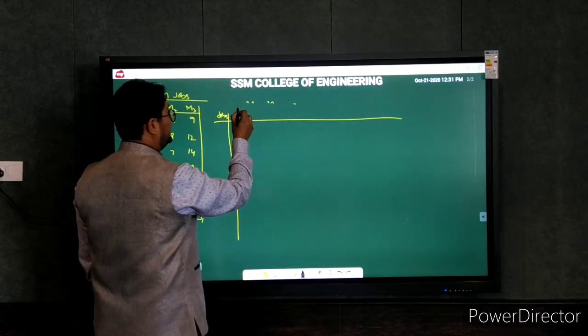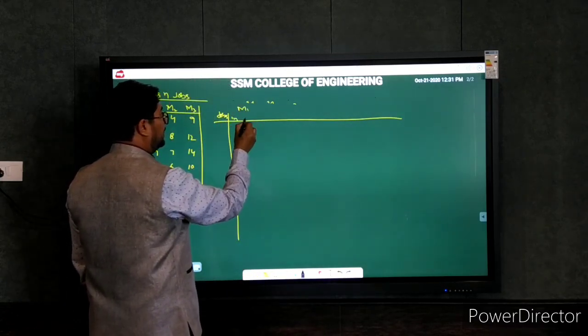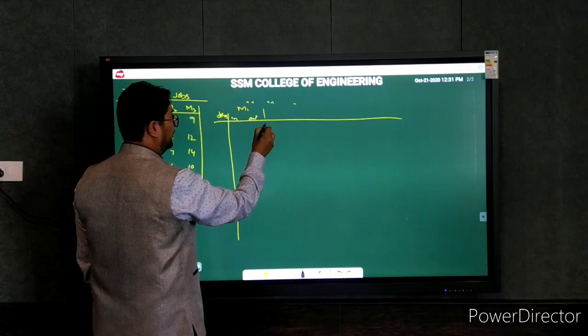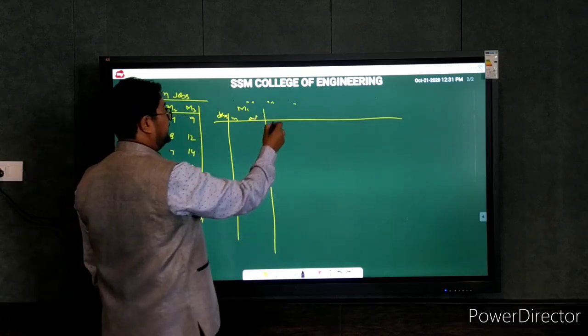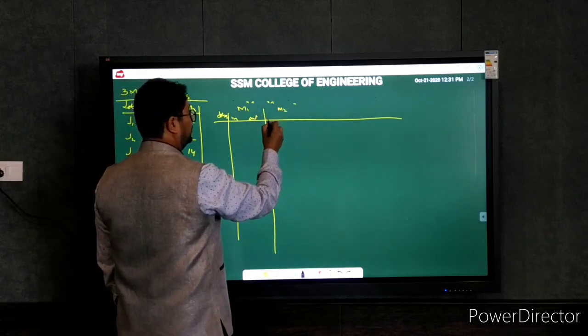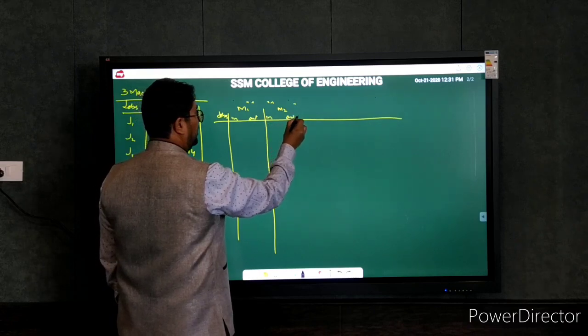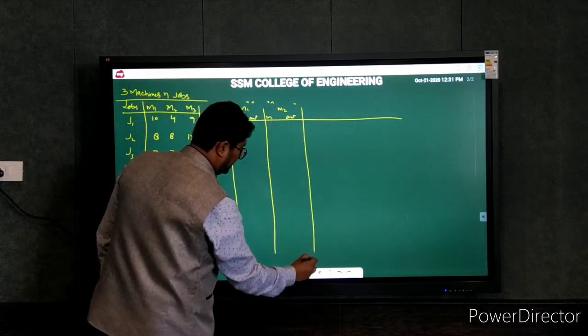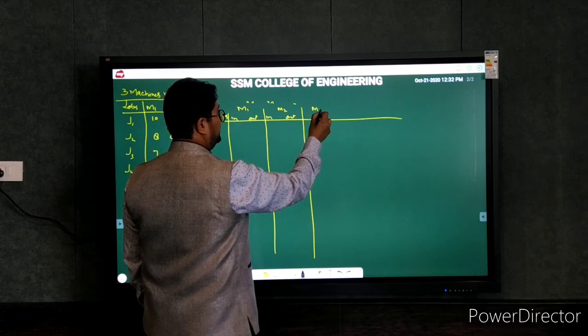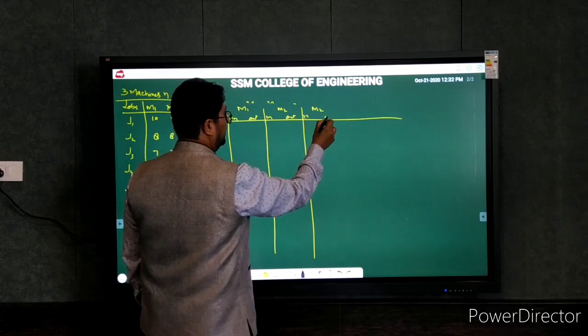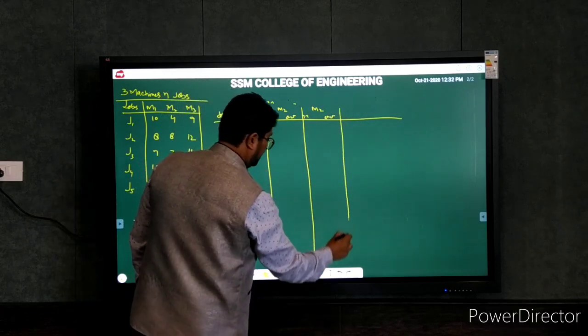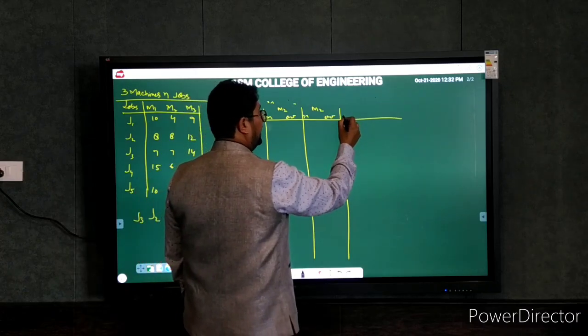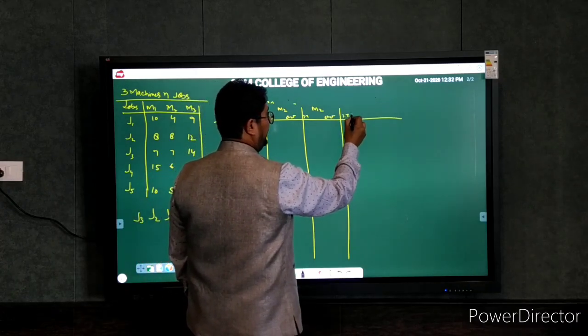We have machine 1 in, out. Then we have machine 2 in, out. Then we have machine 3 in, out. Then we have idle time for M2.